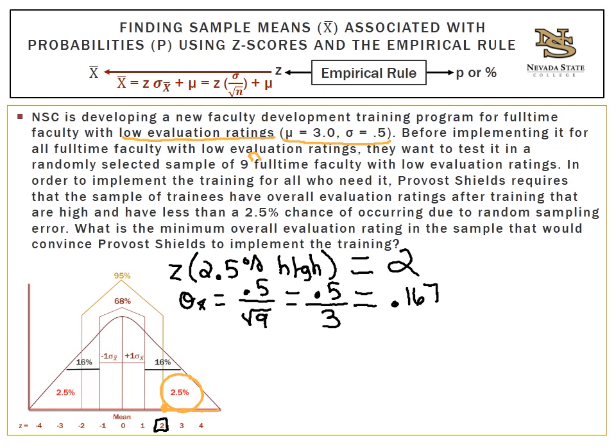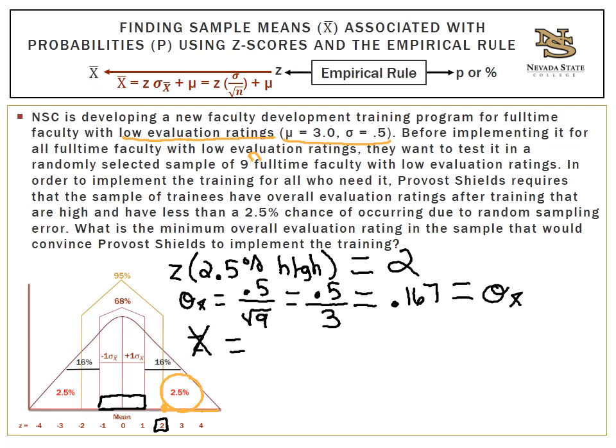0.167. So just due to random chance, even if the training had no effect, and we hadn't even given the training yet, we just randomly selected 9 full-time faculty with low evaluation ratings, we would expect that their sample mean would be within 0.167 points of 3. And in that case, 3 minus 0.167 would be here, and 3 plus 0.167 would be here. Okay, that's our error. Now let's figure out our z-score. Or sorry, we already know what our z-score is. It's 2. Let's figure out our x value.